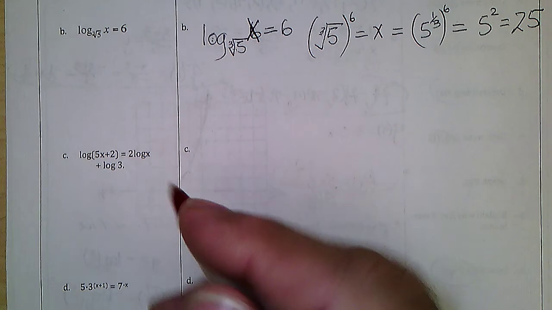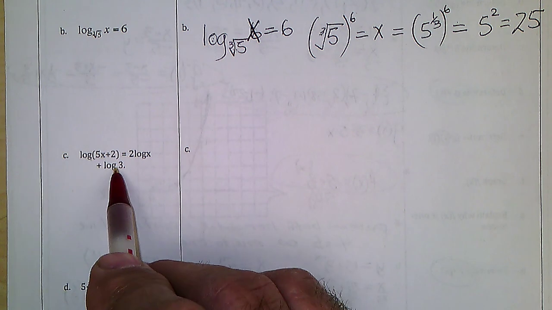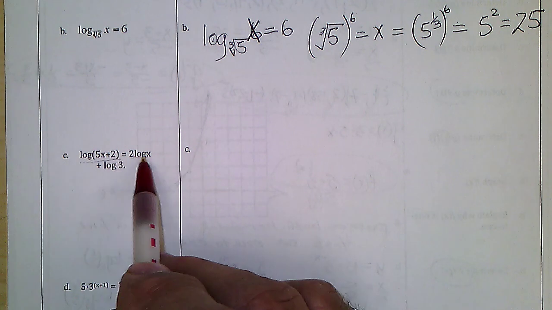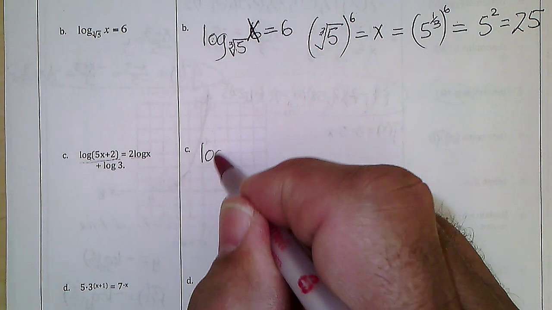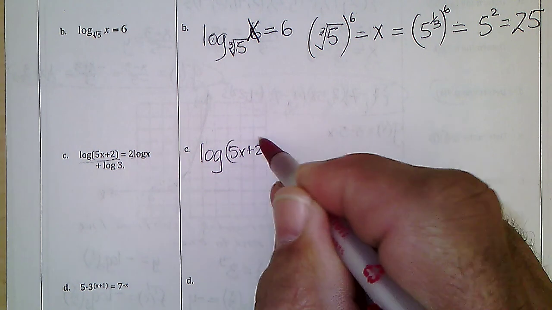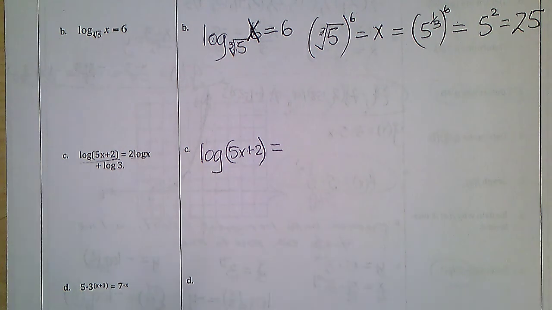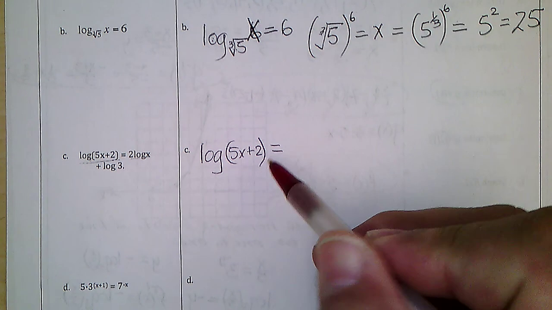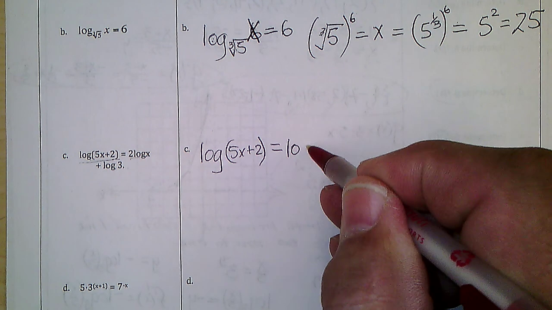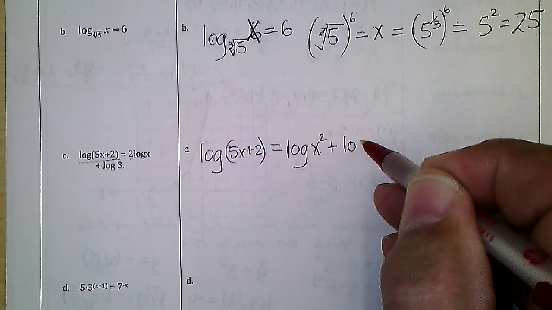Then we have this one. They're all log base 10, so we don't have to do any base changes. But if we can get it down to a single log on each side, and this side already is log of 5x plus 2, and a single log base 10 on this side, then we can drop the logs and leave what's equal to each other. We just have to check our answer. So the 2 would go up as a power, so we'd have log x squared plus log 3.